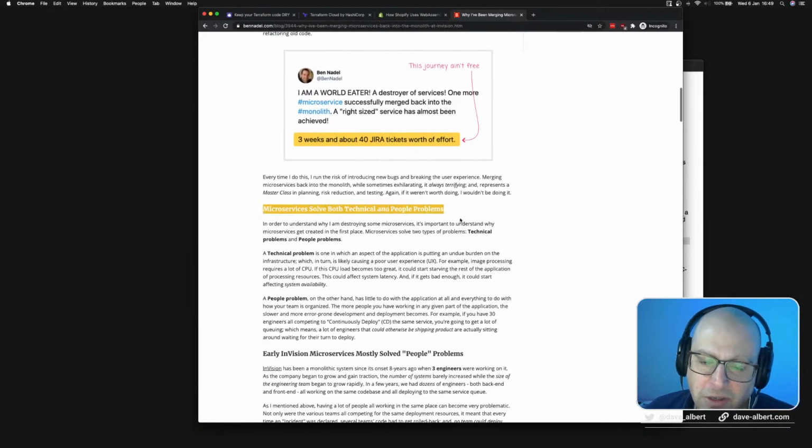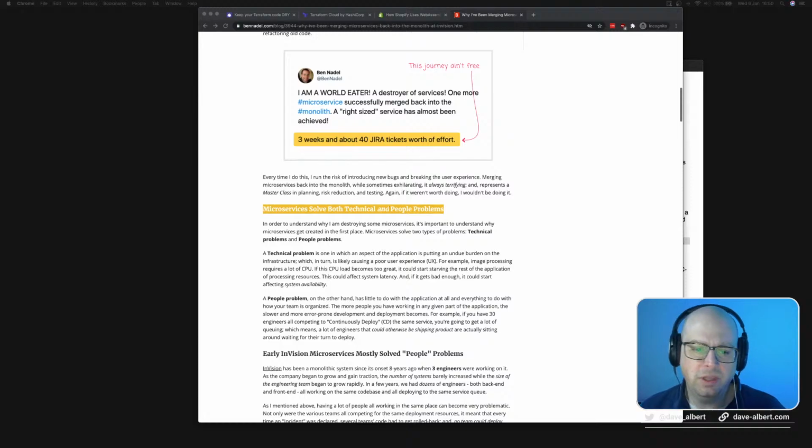Microservices solve both technical and people problems. So if you don't have the people problems, as in having loads of developers, so the more developers you have on a monolithic application, the more trouble you're going to have. Not because of the developers themselves, but because there is complexity caused with the interdependence between any of the developers, and that slows development.